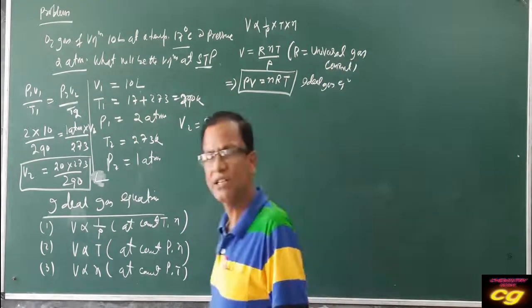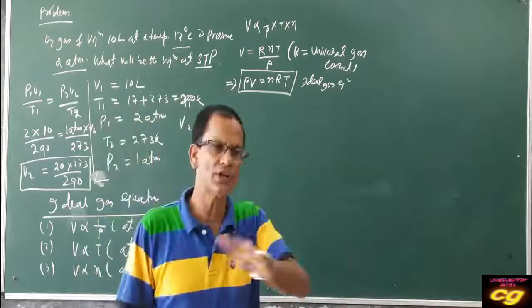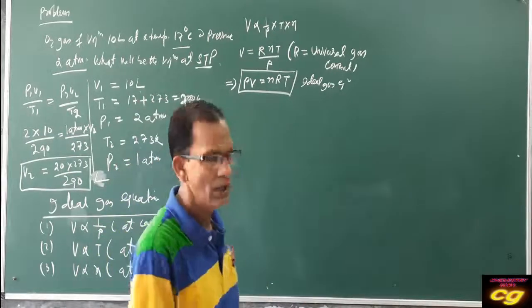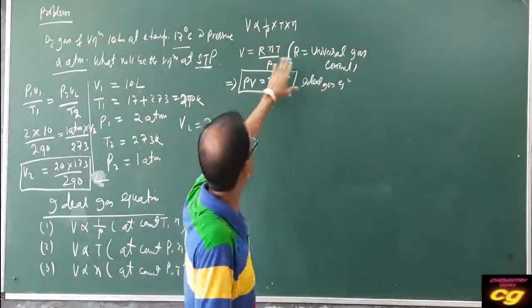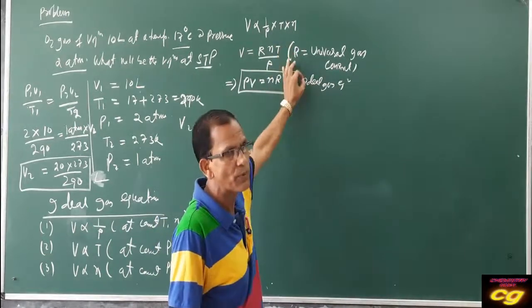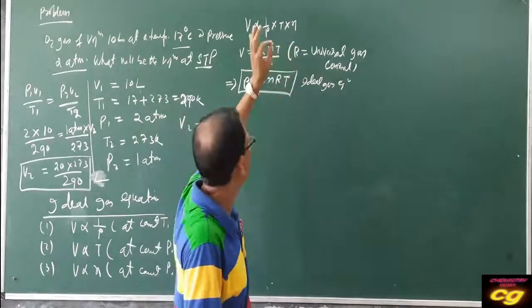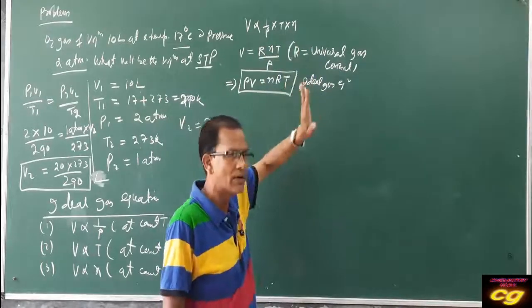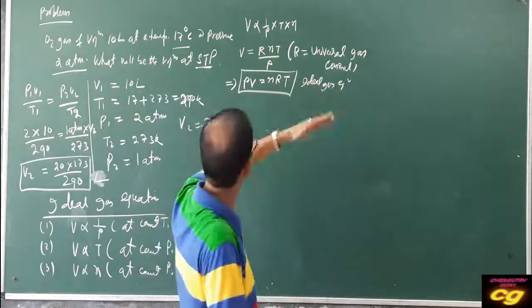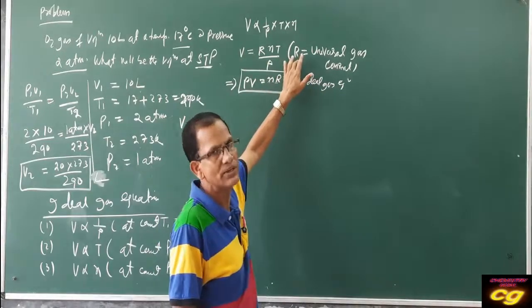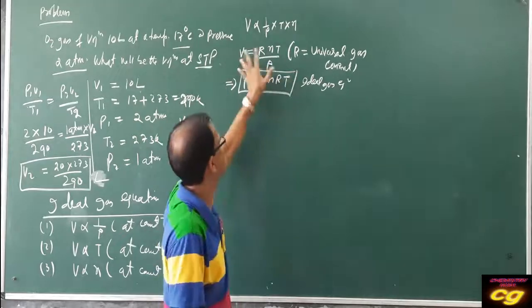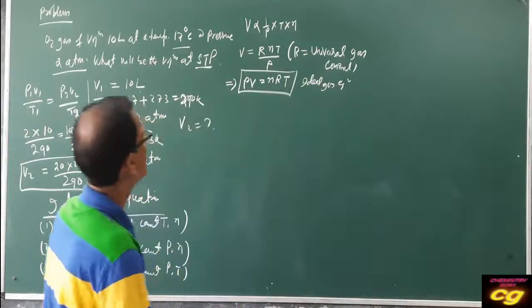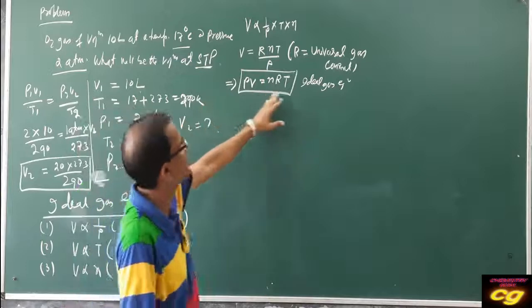Why is it called universal? Because it is constant for all gases. If you change the nature of the gas, there will be no change in R. R is constant and it depends upon the units of measurement. What type of units you are using, that determines R. But R does not depend upon the nature of the gas. It is always constant. That's why it is called the universal gas constant. PV is equal to nRT.